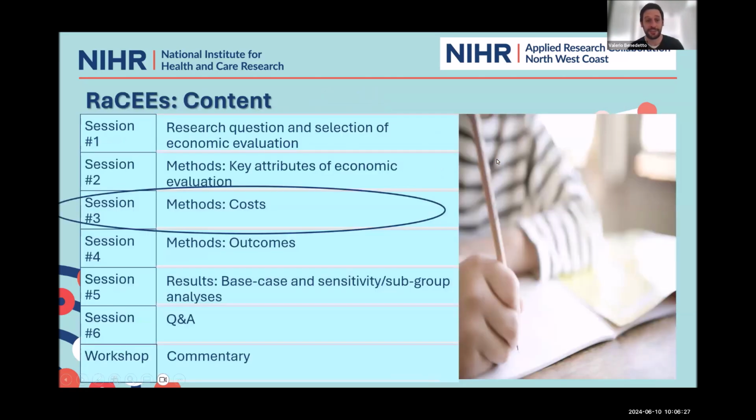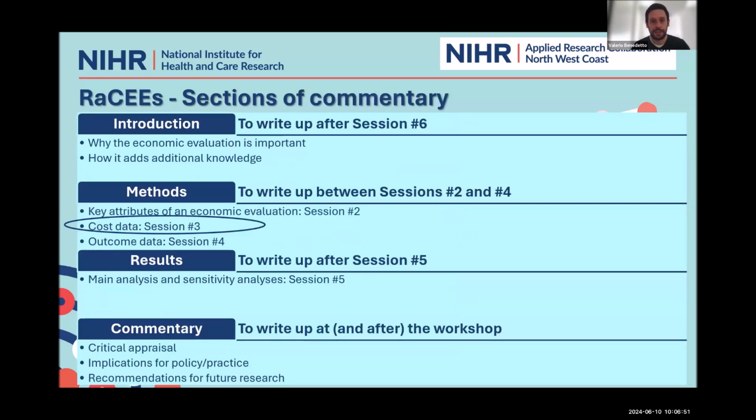Now, today's session is about costs. So this is the timeline for our RaCEEs course. So we are still within the method section. So in session 2, we tried to capture information about the key attributes of economic evaluation, and then we will try to write that up in our method section of the commentary. So we are still within the method section of the commentary, and today we focus on costs. And then this is the different subdivision into the sections of the commentary. So we focus on cost data today, and next session will be outcome data. Then we will move on to the results later on.